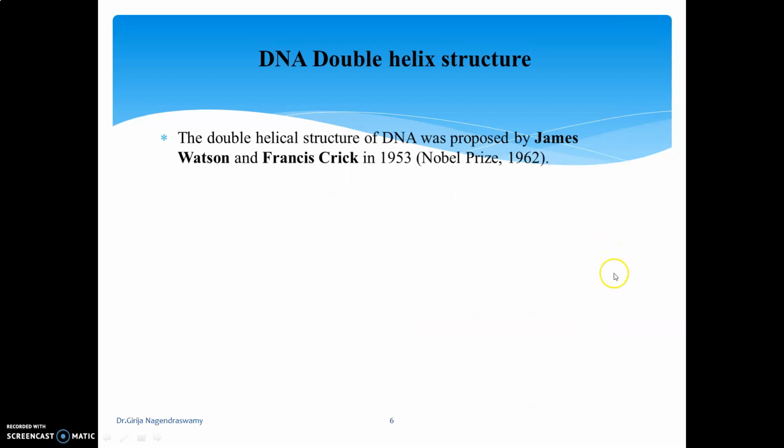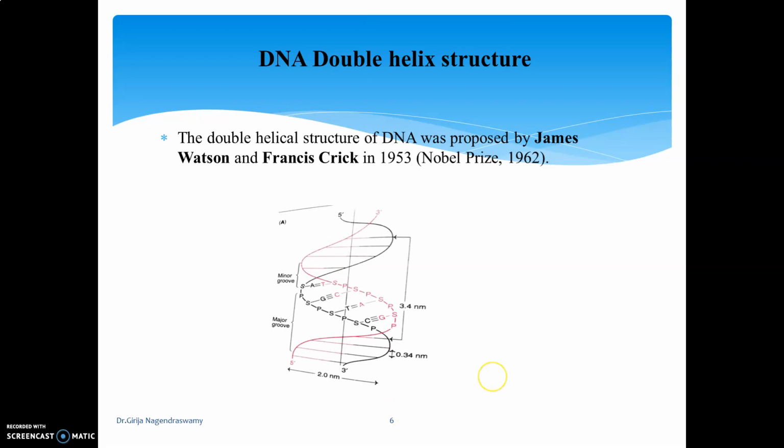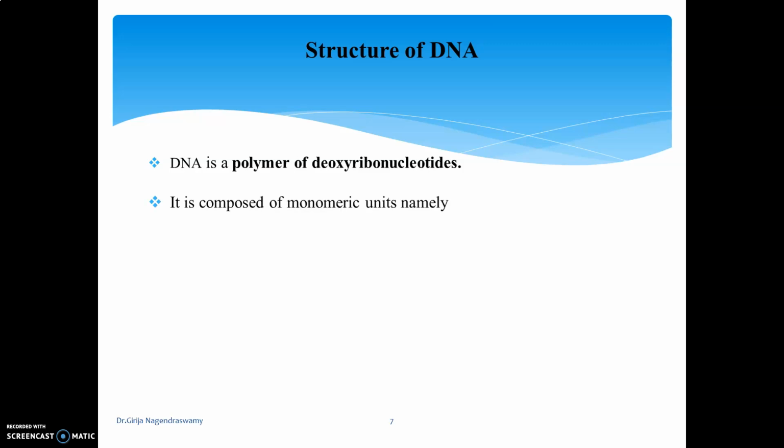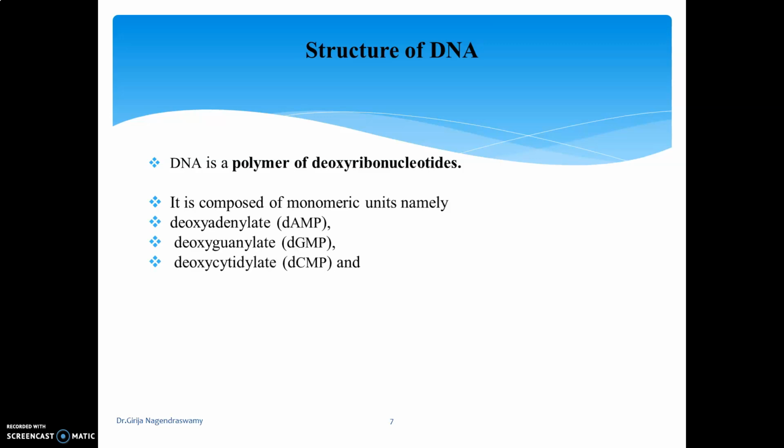DNA double helix structure. The double helical structure of DNA was proposed by James Watson and Francis Crick in 1953. They got the Nobel Prize in 1962 for this work. This is the structure of DNA. DNA is a polymer of deoxyribonucleotides. It is composed of monomeric units, namely deoxyadenylate, deoxyguanylate, deoxycytidylate, deoxythymidylate.